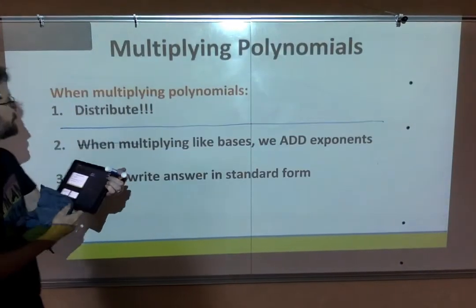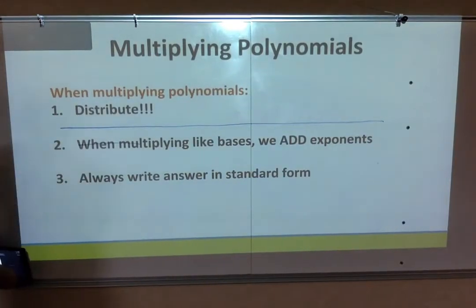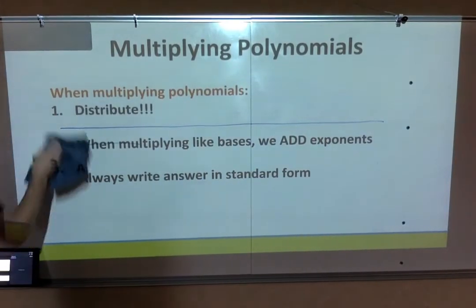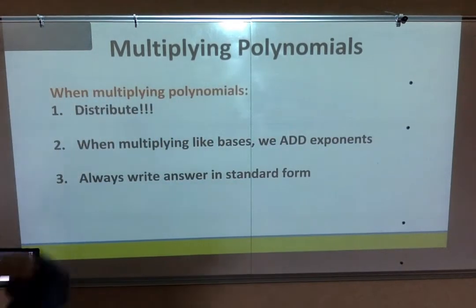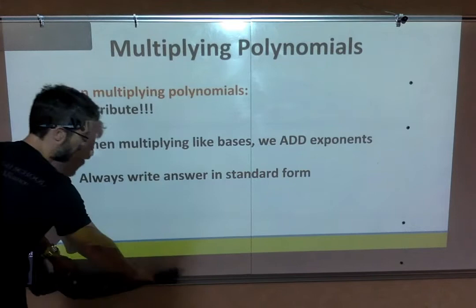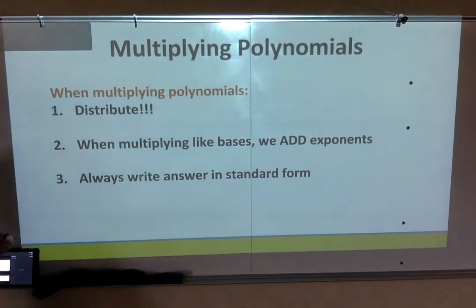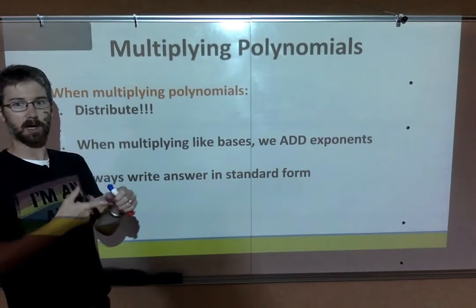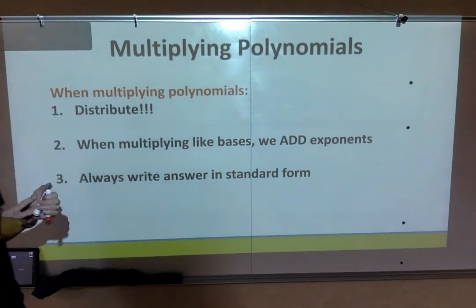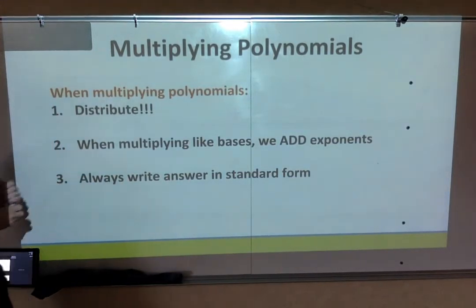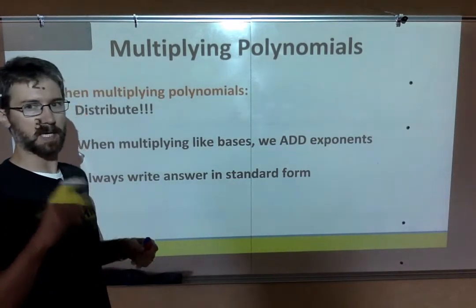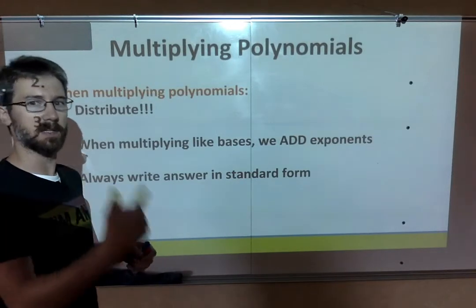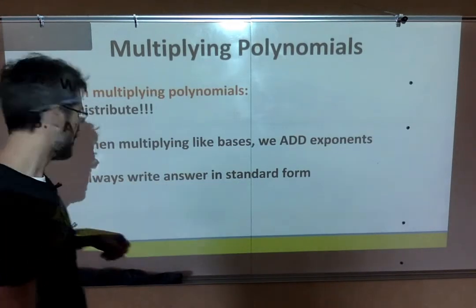Okay. So multiplying polynomials, we have to distribute. So distributing into parentheses is going to be a big part of this. When we're multiplying like bases, meaning if you were multiplying an x squared to an x cubed, you add the exponent. So think back to your exponent rules from Algebra 2 and Algebra 1. Always write the answer in standard form. So the biggest exponent goes first, then the next biggest, down to the smallest exponent.